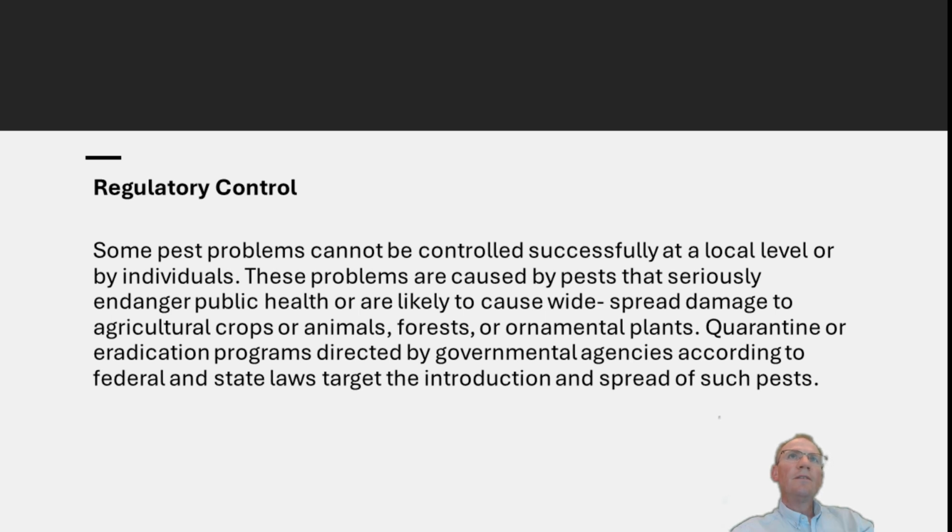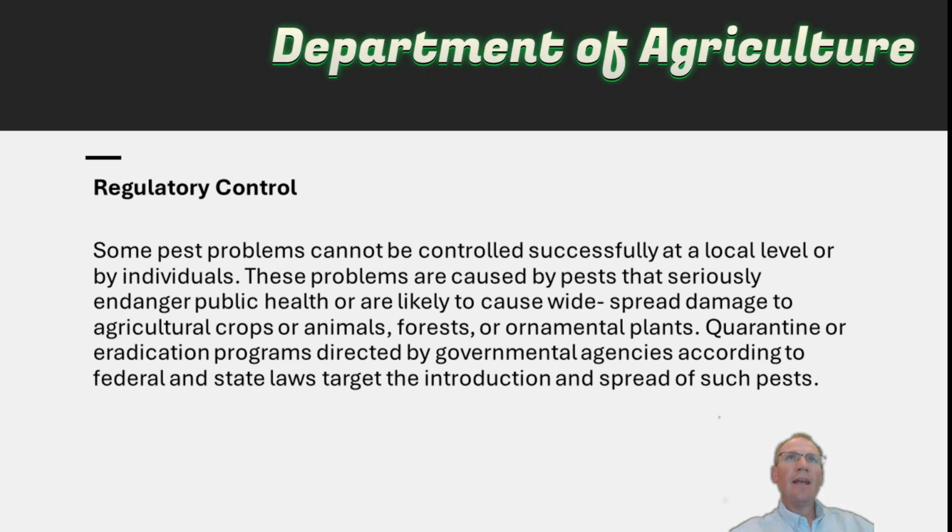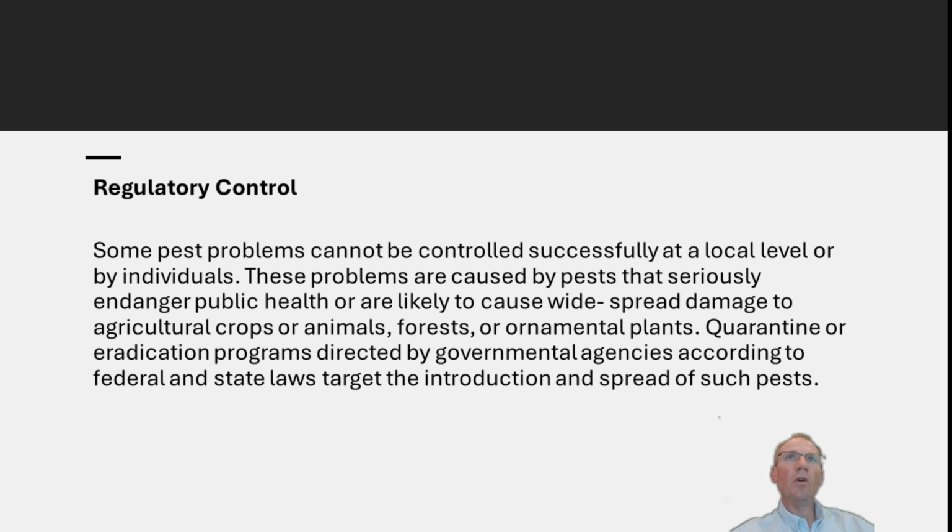So these types of regulatory controls you would understand would be like the EPA, the Environmental Protection Agency, or your Department of Agriculture in your state. And they would look at things on a more mass scale than somebody who's more local. They would look at things like quarantines and how to prevent certain things from spreading before they become a major issue.